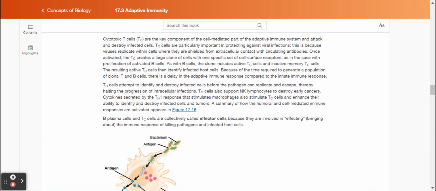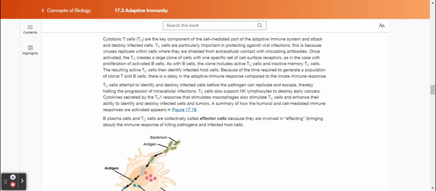Cytotoxic T cells, TC cells, are the key component of the cell-mediated part of the adaptive immune system and attack and destroy infected cells. TC cells are particularly important in protecting against viral infections. This is because viruses replicate within cells where they are shielded from extracellular contact with circulating antibodies. Once activated, the TC cell creates a large clone of cells with one specific set of cell surface receptors, as is the case with proliferation of activated B cells. As with B cells, the clone includes active TC cells and inactive memory TC cells.